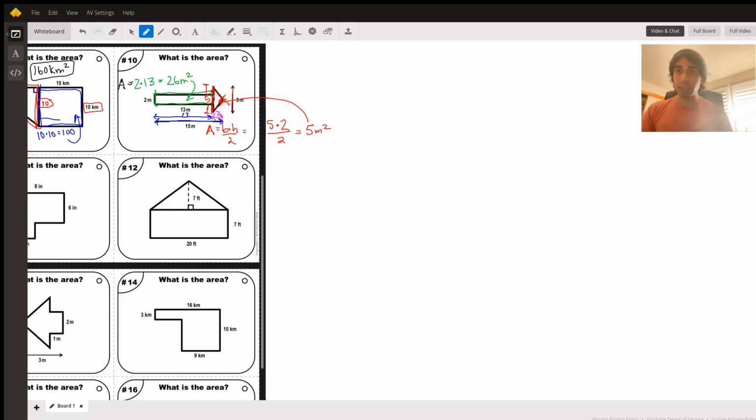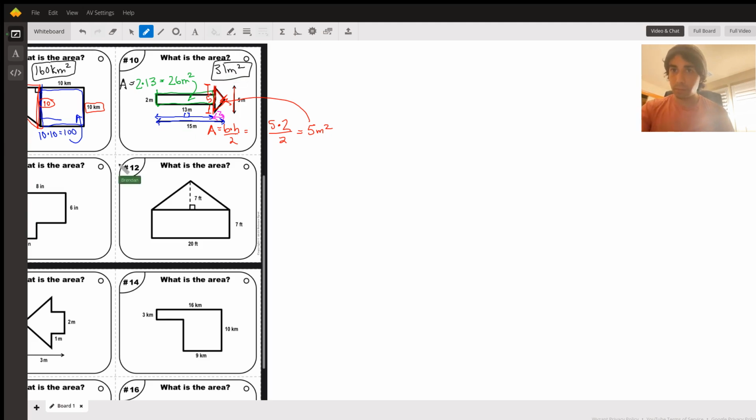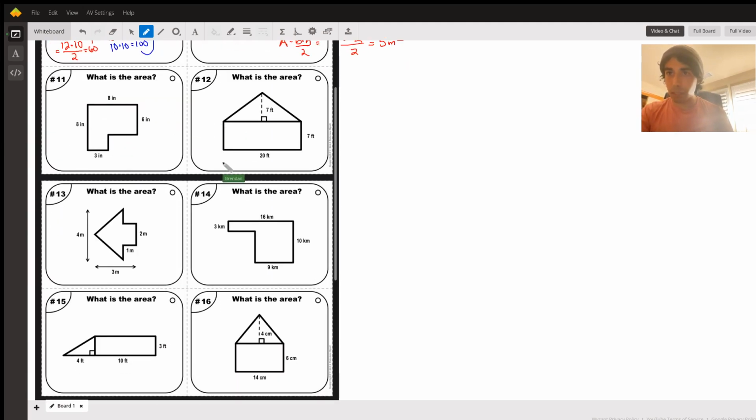And again, same thing, compound shapes, you're just going to add them up at the end. So we've got 26 meters squared on the rectangle, 5 meters squared on the triangle, add them together, 26 and 5. So the whole thing is going to be 31 meters squared. Let's see what else we got. Number 11.